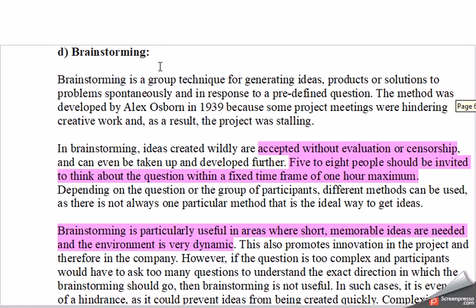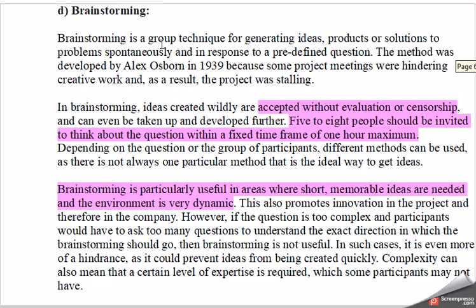Next one is brainstorming. Brainstorming is a group technique for generating ideas, products, or solutions to problems spontaneously and in response to a predefined question. The method was developed by Alex Osborne in 1939 because some project meetings were hindering creative work, and as a result the project was stalling.